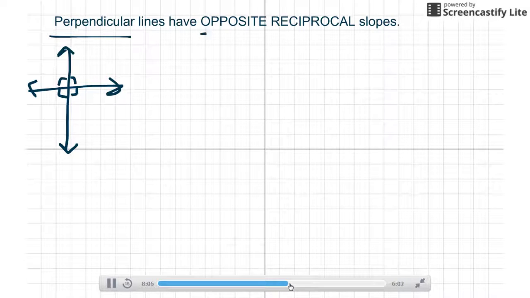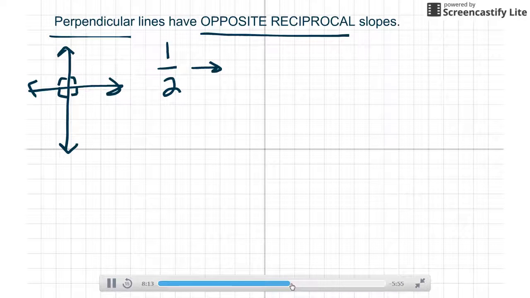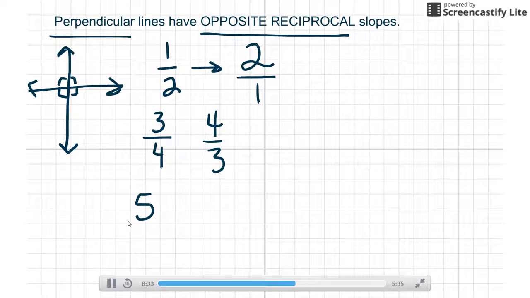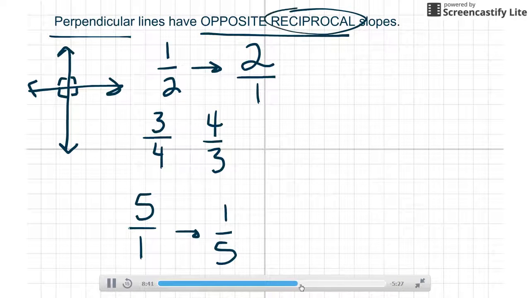Perpendicular is we have to have what's called opposite reciprocal slopes. So reciprocal, first of all, a reciprocal simply means flip the fraction upside down. So if you have something like the slope is 1/2, to flip it upside down, we would just say 2/1. Or maybe the slope is 3/4, flip it upside down, 4/3. Or maybe the slope is a whole number. Maybe the slope is 5. Well, flip it down. Okay, so that's the reciprocal part of it.